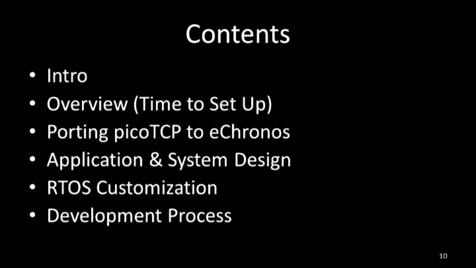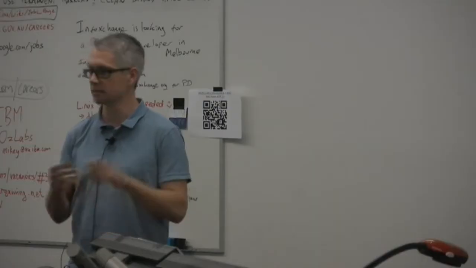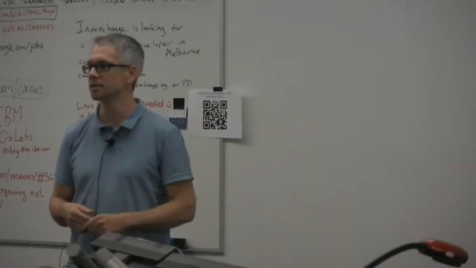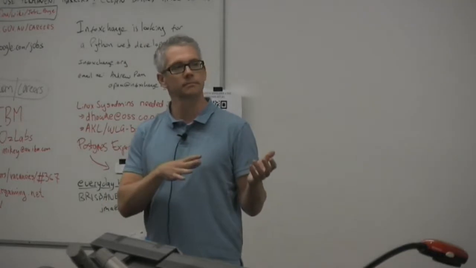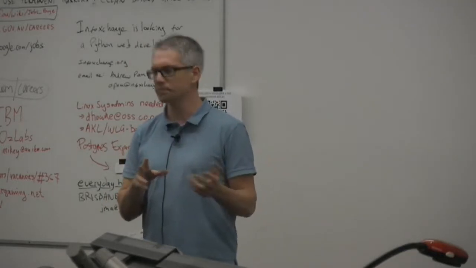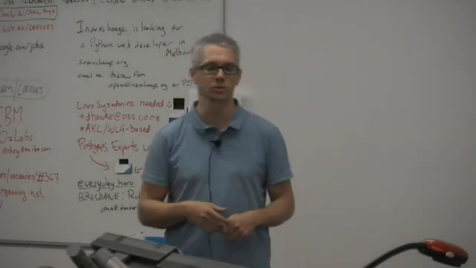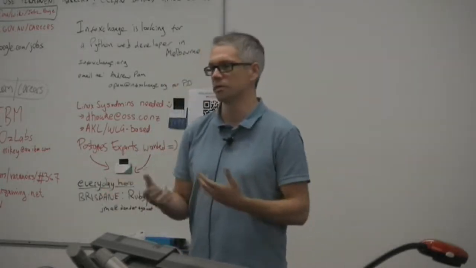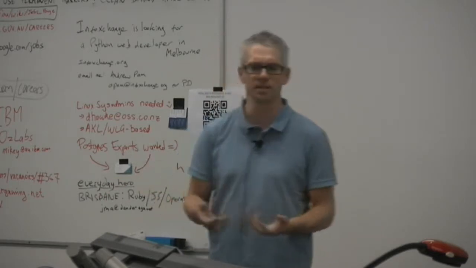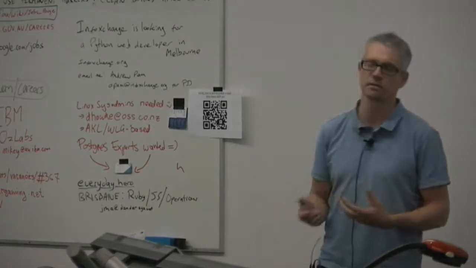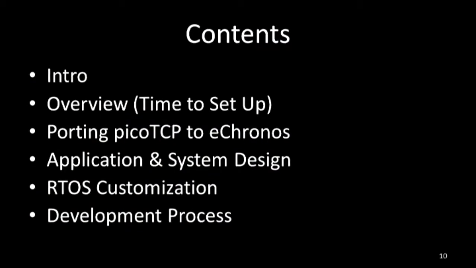So we'll start out porting Pico TCP to eChronos and putting up that HTTP server and making Linux talk to that. So the fun stuff. And right after that, I will explain a little bit why the HTTP server looks the way it looks and what kind of lessons we've learned on how you would structure applications on top of eChronos, to bring down the complexity and make them easier to handle, what good patterns are for that sort of application design.